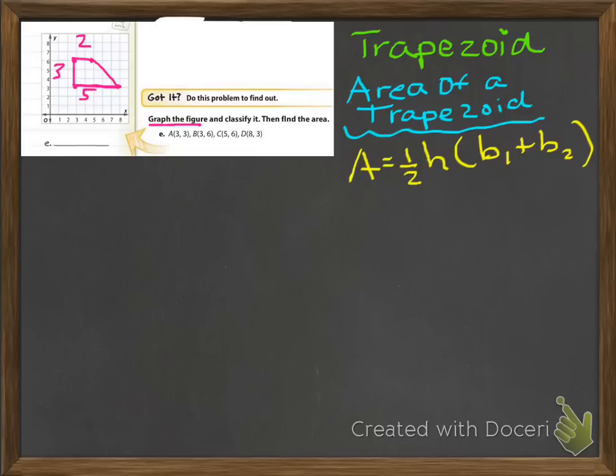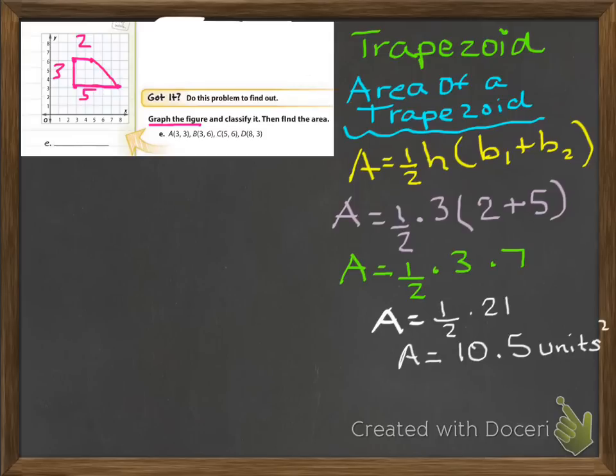Now we're going to substitute them into the formula. Okay, so as you can see, I substituted all the pieces in. Remember that our next step is going to be to start to solve the problem. We need to do the parentheses first. And as you can see, we get an area of A equals 10.5 units squared.